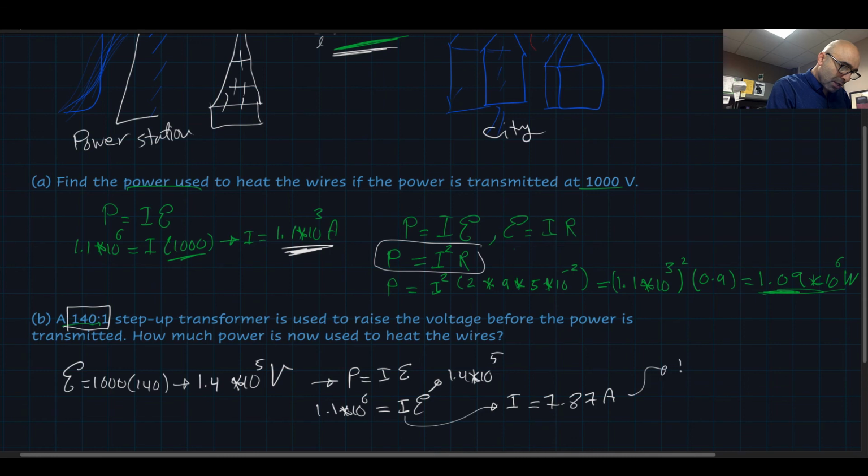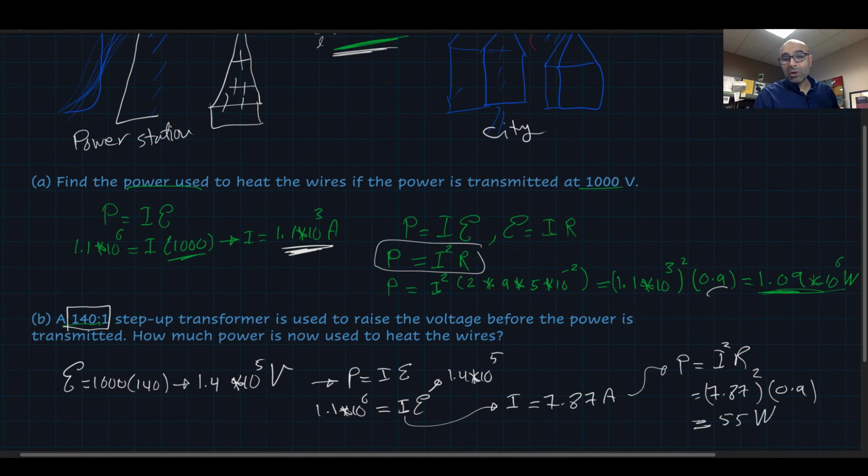Now we can use this current in this equation again. The power that we need to find is equal to I squared R. I is 7.887, squared, and the resistance is the same as before, which was calculated as 0.9. Doing this calculation, we get 55 watts only. That's what we're going to lose to heat, if you will.